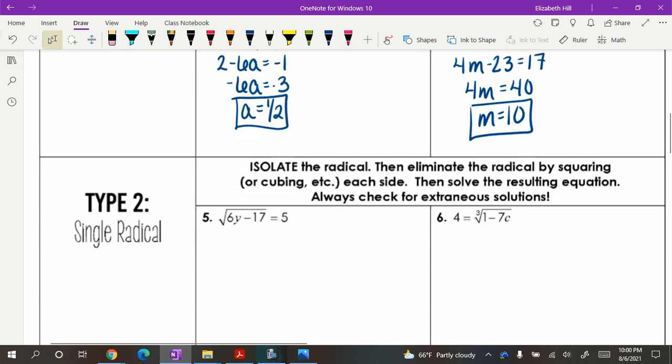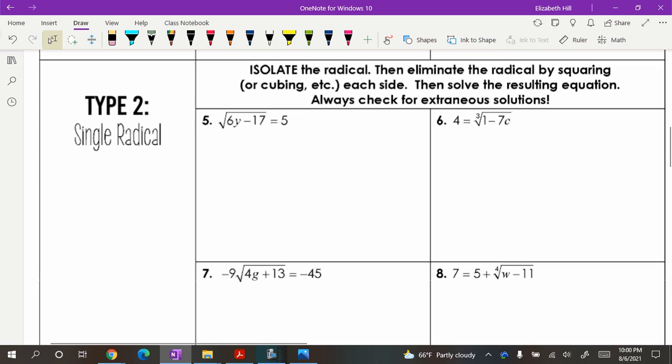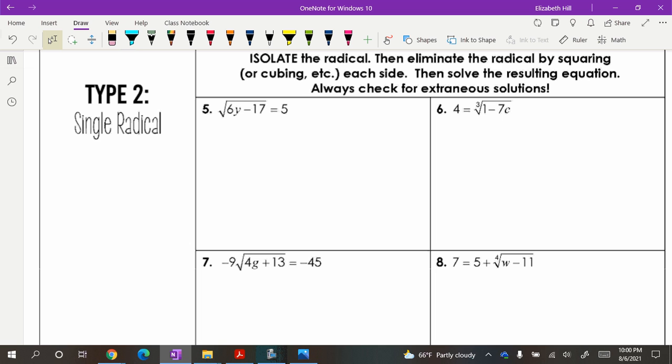What happens if you have a single radical? So you only have one radical on one side. Then you need to be a little careful. It's very similar to when you are working with absolute value. We isolate that absolute value; here we are going to isolate the radical. So get the radical all by itself.